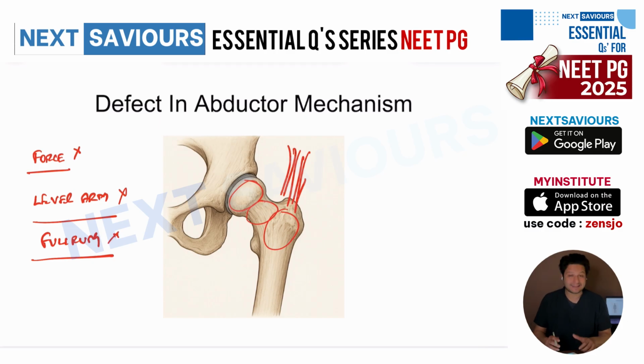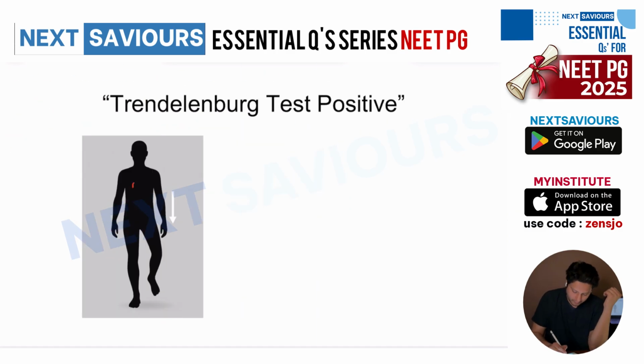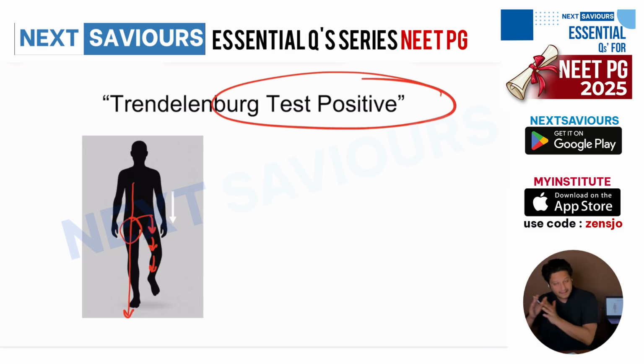And what if there is a defect in the fulcrum? That means the joint is affected. In that case, the abductor mechanism fails to lift the other end of the pelvis. And then what will happen? When the patient is made to bear weight on the affected limb, but in the abductor mechanism there is a defect, it could be a defect in any of the three components, then this force is either not generated or is not effectively transmitted to lift the other end of the pelvis up. As a result, the other side of the pelvis drops down. And this is what Trendelenburg test positivity is.